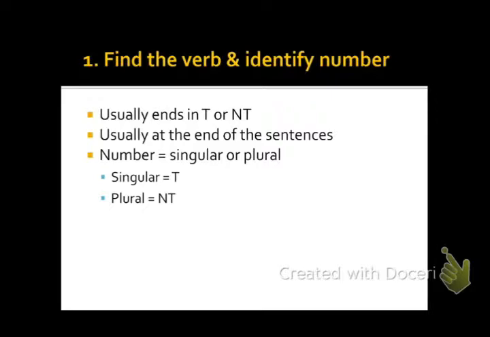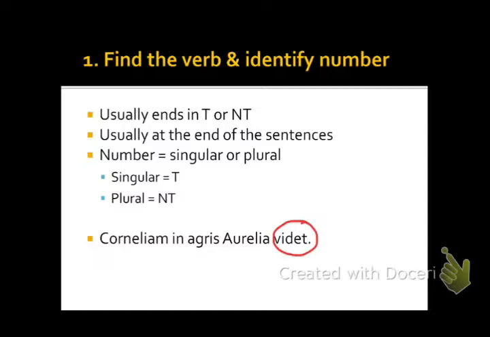So for an example sentence, Corneliam in agris Aurelia videt, our verb is going to end in T and be at the end of the sentence, videt, right? And since it ends in T, it is singular. It's important to identify the number of the verb because it could be rather important when you're looking at the rest of the sentence. And it's good to just jot it down so you have that already written down to refer to.